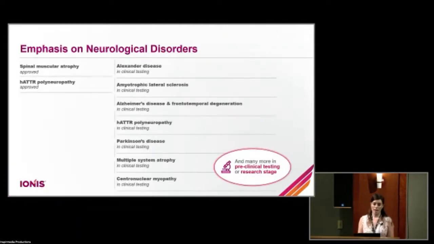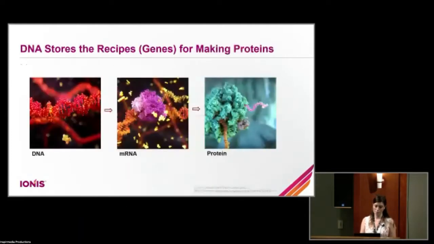So we were formed as a company to do this one thing, this one type of drug, and we have multiple drug programs in development with a strong emphasis on the treatment of neurological disorders. And as you can see from this list here, we have a lot of drugs already in the clinic and many more that are in preclinical testing or in research. So we're really excited to test GFAP targeting antisense oligonucleotides as a possible treatment for Alexander disease.